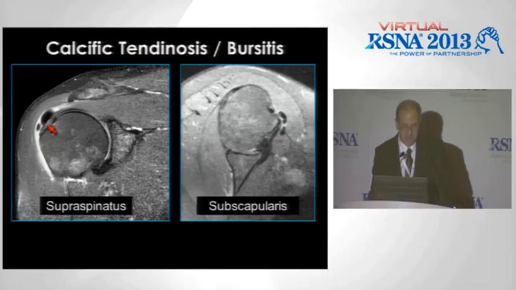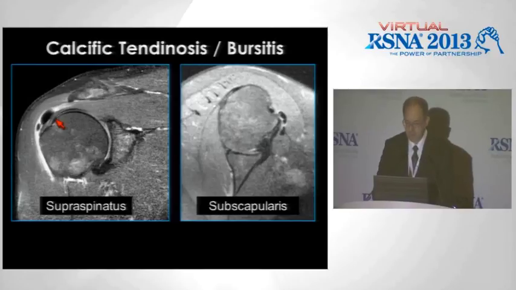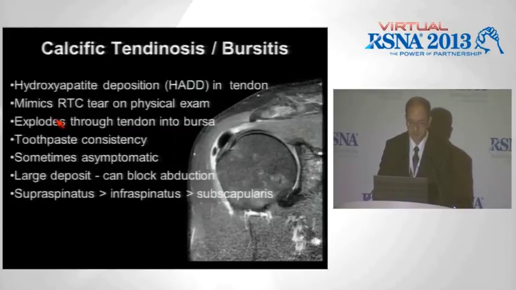So here's an example of calcific tendinosis and bursitis. This is in supraspinatus and the adjacent bursa, and this is in the subscapularis on the axial image. So it can occur in just about any tendon in the body. The supraspinatus is most common. Now it tends to form within a degenerating tendon, and if it's contained within the tendon, it's generally asymptomatic or can be asymptomatic. However, if it's large enough, it can block abduction of the arm.